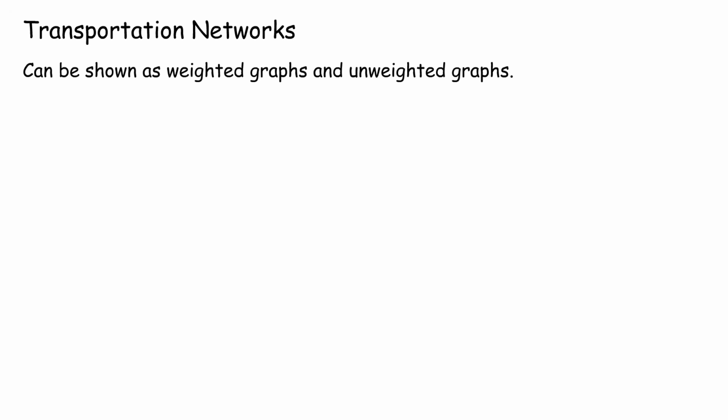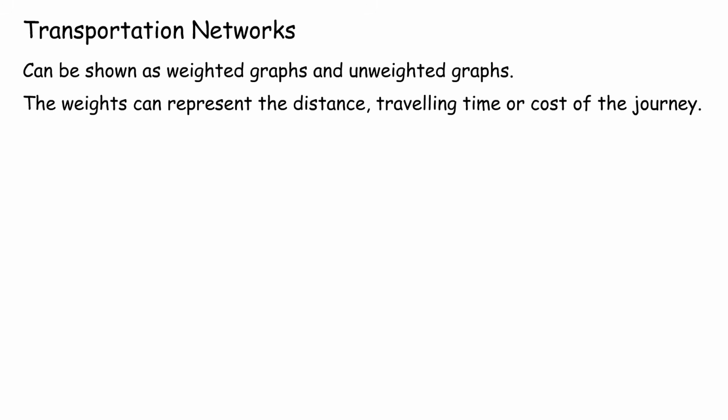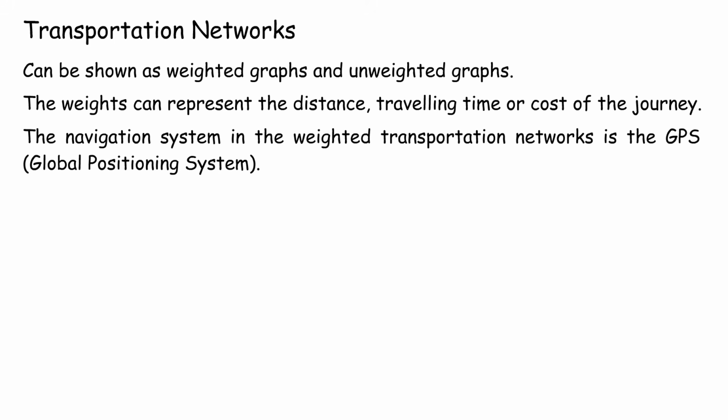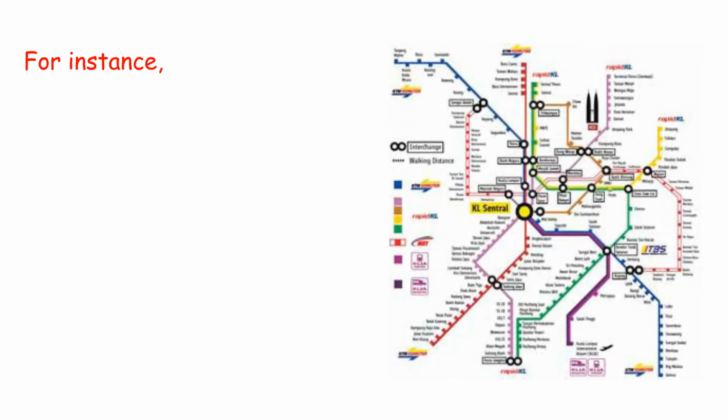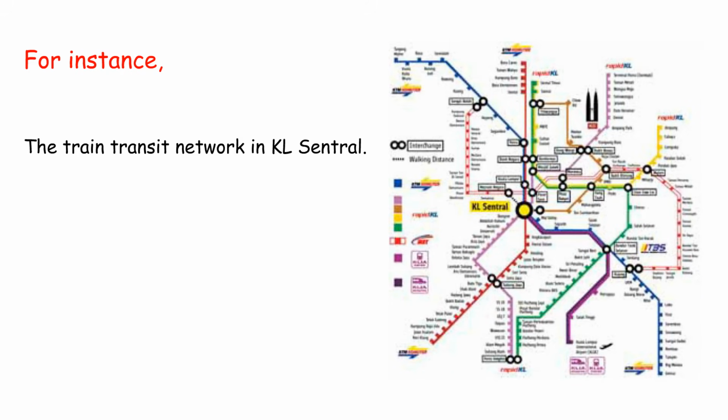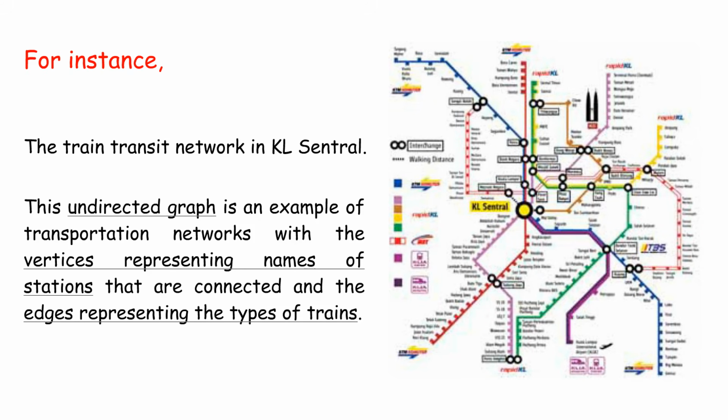Transportation networks can be shown as weighted graphs and unweighted graphs. The weights can represent the distance, traveling time, or cost of the journey. The navigation system in the weighted transportation networks is the GPS, Global Positioning System. For instance, the train transit network in Kuala Lumpur Central, KL Central. This undirected graph is an example of transportation networks, with the vertices representing names of stations that are connected and the edges representing the types of trains.